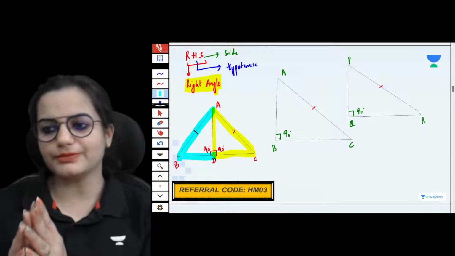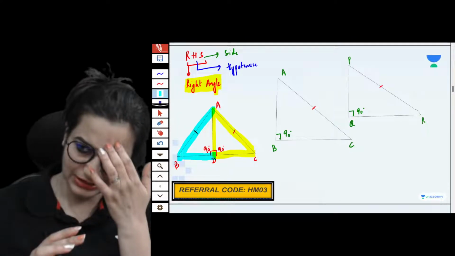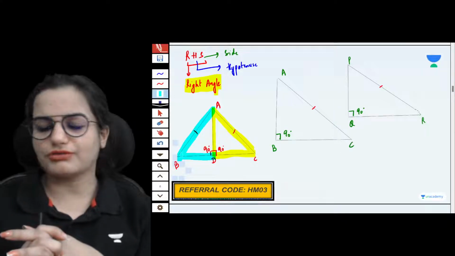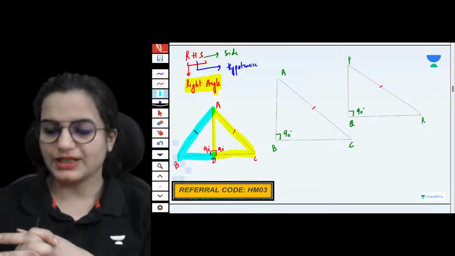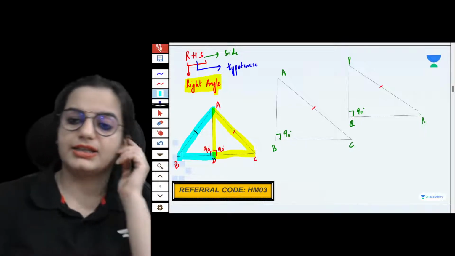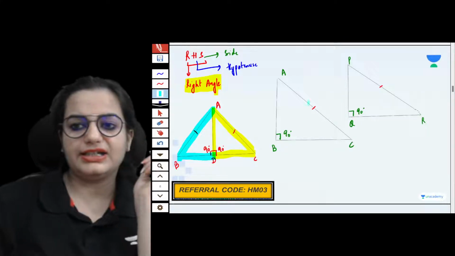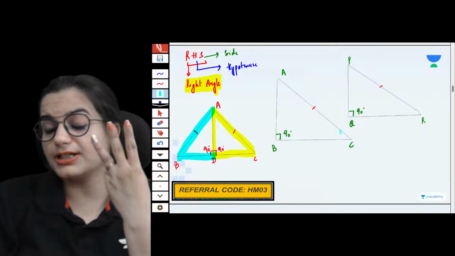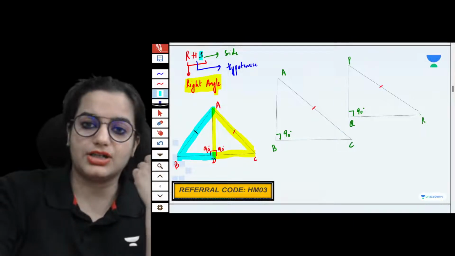Did everyone understand till here? Aadi, Ayushi, Anjali, those students who are present, please reply. If the topic is clear, you should write down C. Now it means 90 degree done, hypotenuse done. Now what about the third condition? The third condition is side.